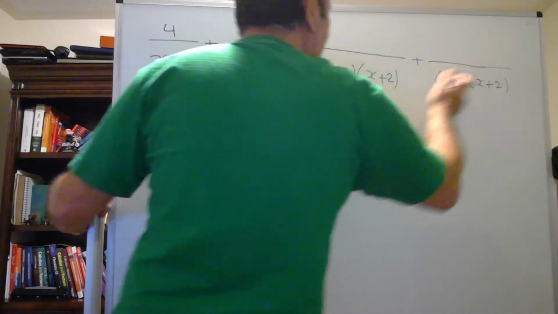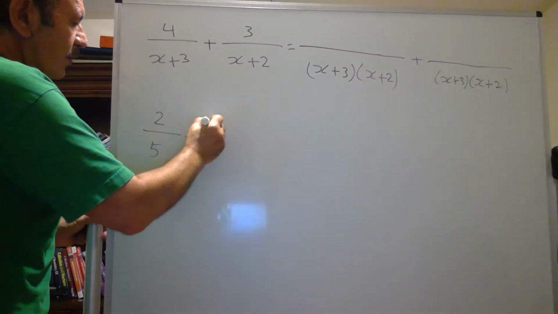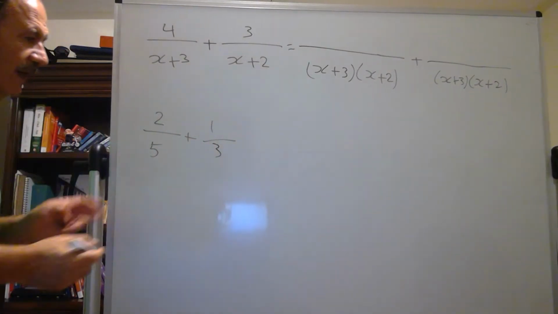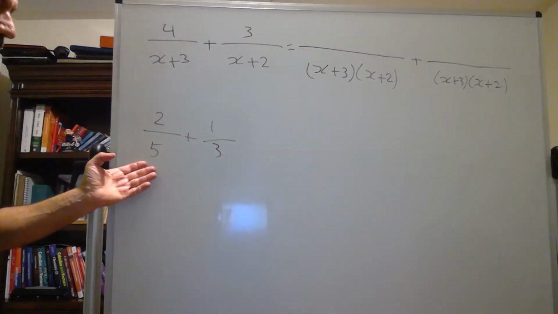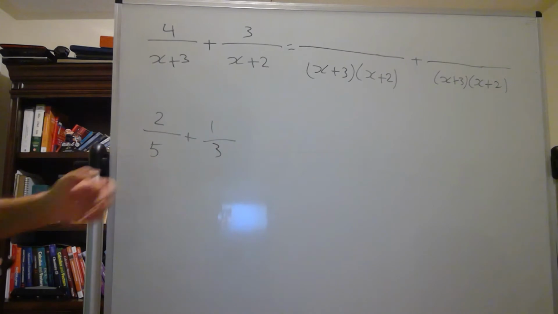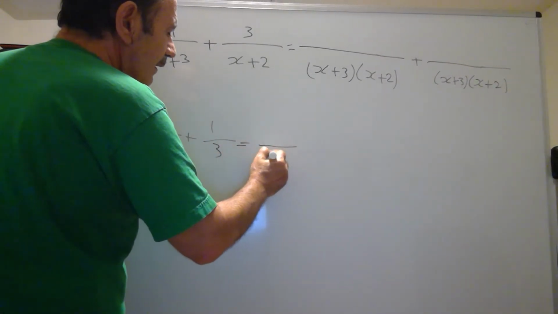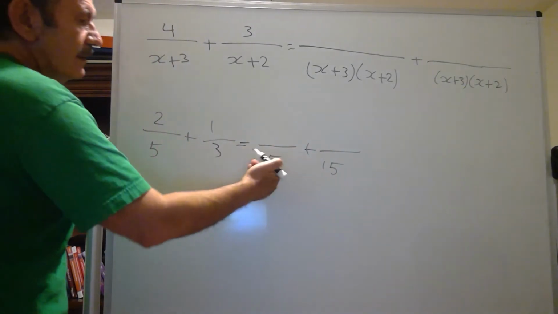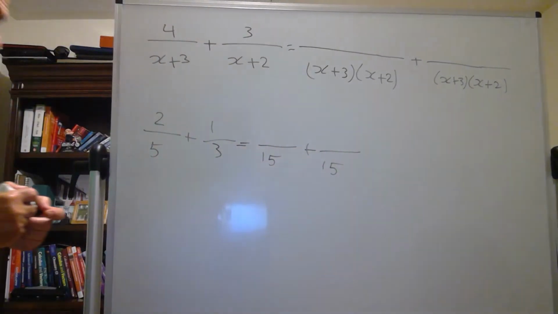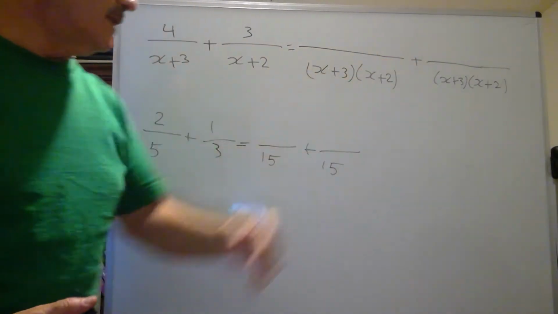Okay, it's same as I'm adding 2 over 5 plus 1 over 3. Can you see 5 and 3 both are prime numbers? It means it's in unfactorable format. So the LCM is multiplication of these two. 15, yeah, 3 times 5. Same as this one. X plus 3 times x plus 2.